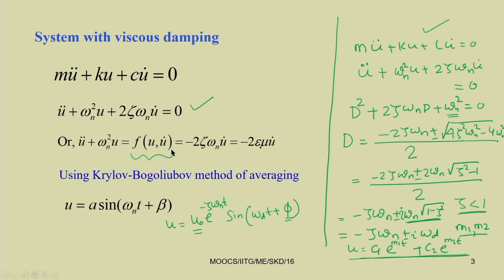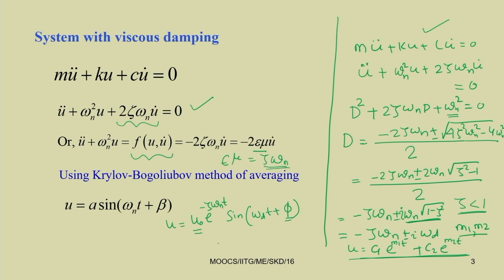So, here f(u, u dot): only this damping term will go to the right hand side. So, this becomes minus 2 zeta omega n u dot. We can write that using the bookkeeping parameter in this way: this will be equal to minus 2 epsilon mu u dot. Here epsilon mu is nothing but zeta omega n. So, epsilon mu we can write equal to zeta omega n.